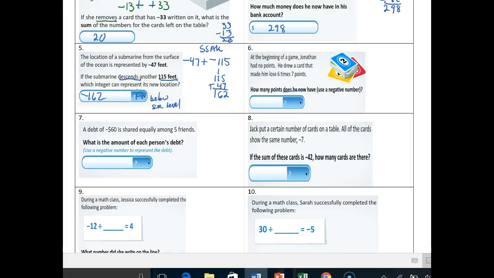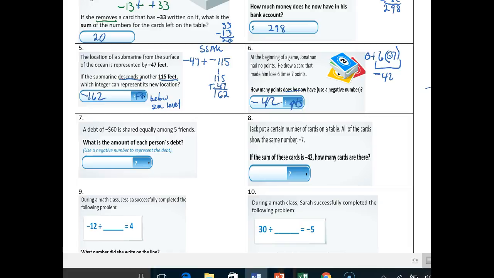Number 6, at the beginning of the game, Jonathan had no points, so 0. He drew a card that made him lose 6 times 7 points. So he's going to lose 7 points 6 times in a row. So 6 times negative 7. That's not 6 plus negative 7. That's 6 times negative 7. So what's his new negative number? Well, what's 6 times 7? It's 42, but 1 negative, it's a DSN, so negative 42 points.